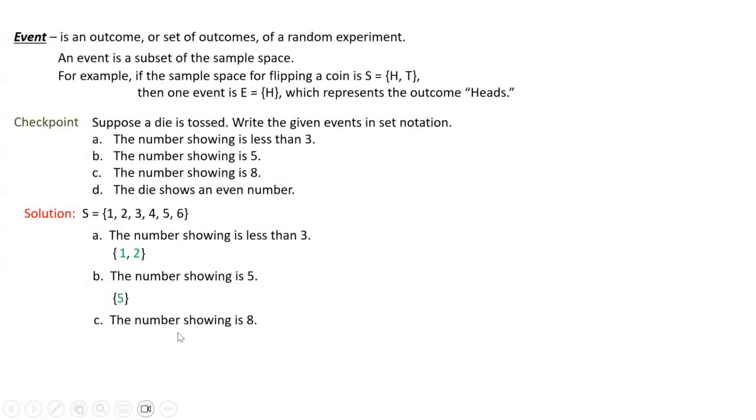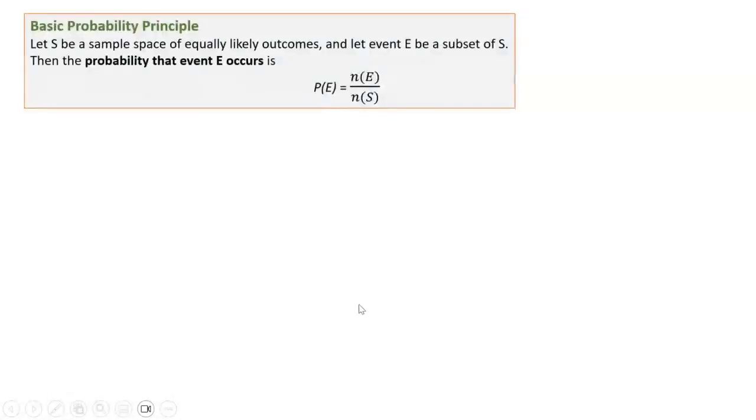Now C. The number showing is an 8. It's going to be the empty set, because if the numbers are from 1 to 6, the 8 is not there. Now D. The number showing is even. The even numbers are 2, 4, and 6, so it'll be the set containing the elements 2, 4, and 6. This is the event.